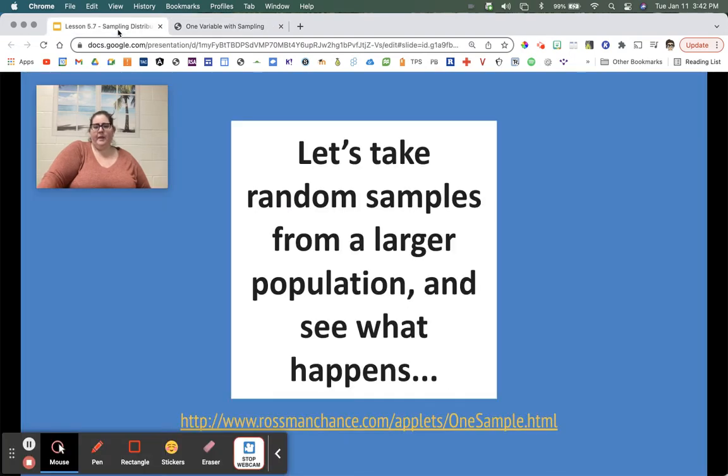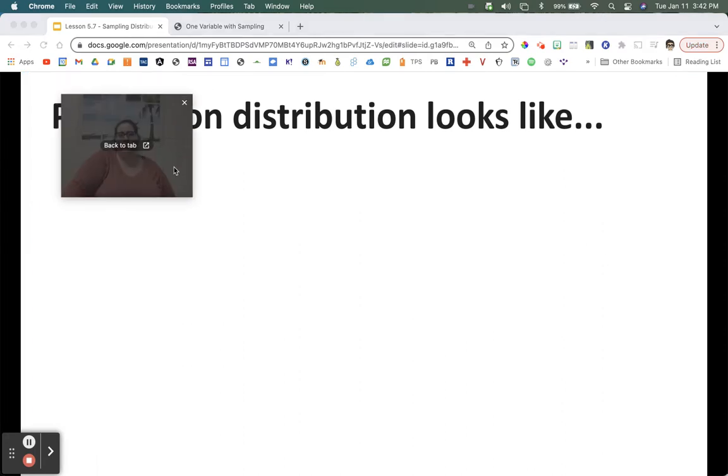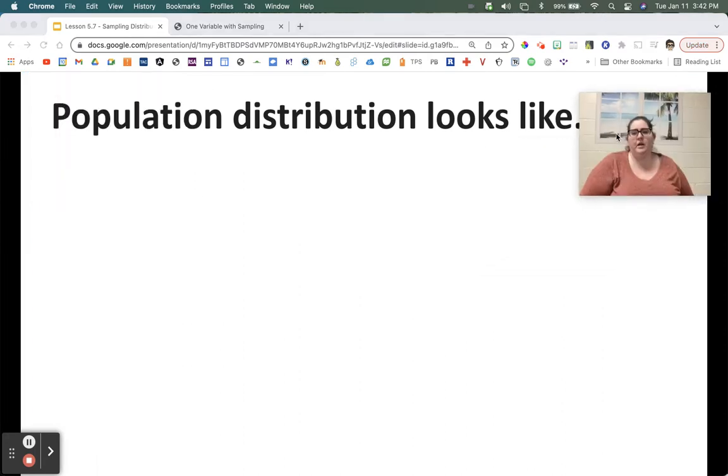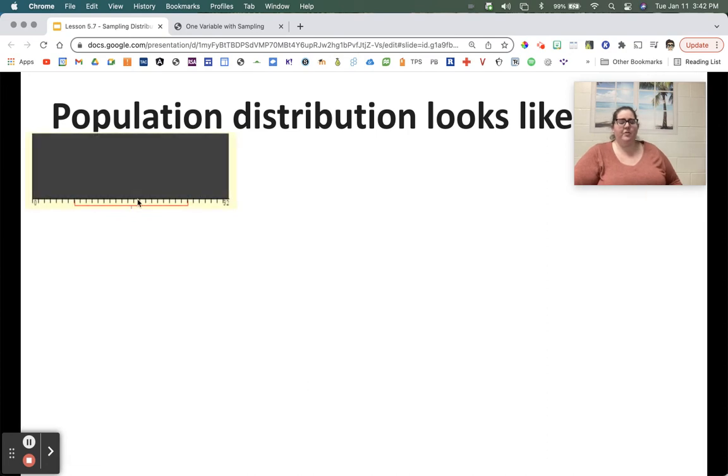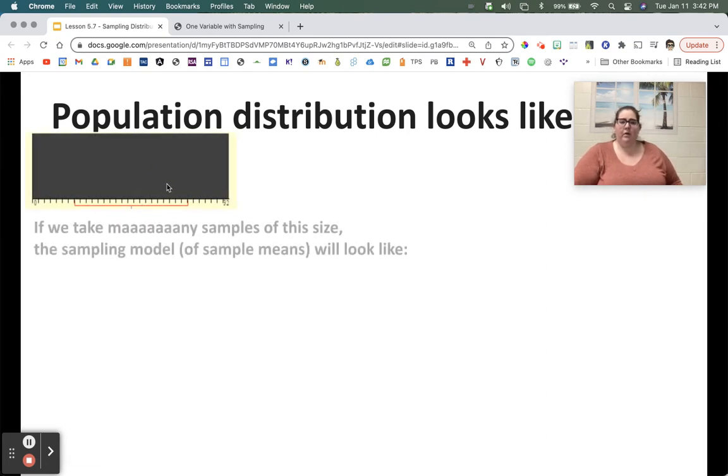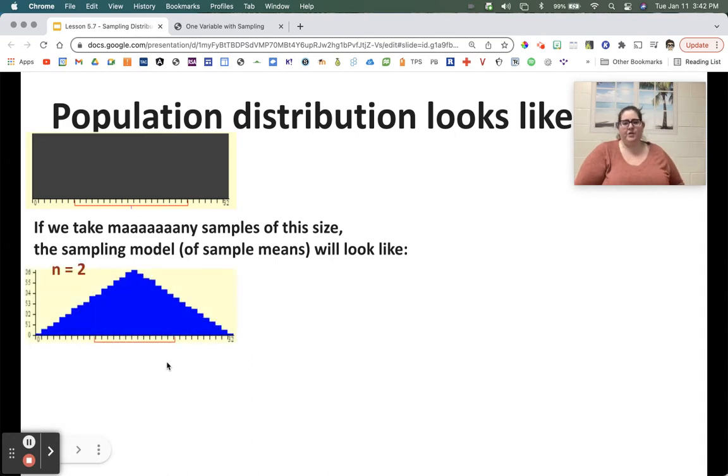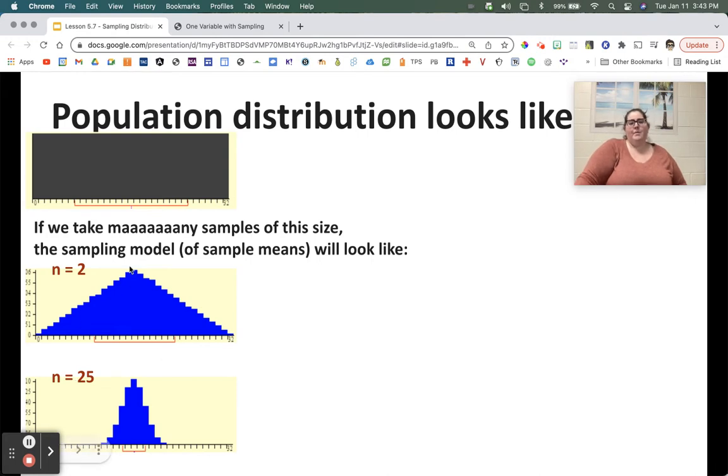So there's a lot of things going on there, and I want to put some context to it. Let's say we start off with a population distribution that is uniform. If I take many samples, the sampling distribution will look something like this if my sample size is 2, and it'll look like this if my sample size is 25. Notice that my sample size of 2 still doesn't really look like what we would call normal, but by the time I have a big enough sample size, that distribution looks roughly normal.